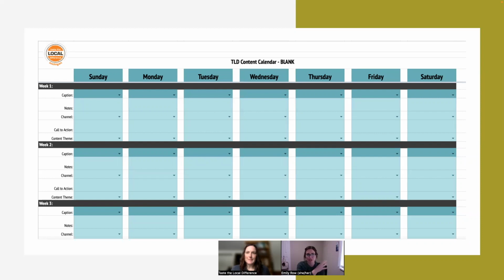And just a space where you can have everything in one section, as opposed to having a document where you're just storing information and it's just going on and on. So I love how you can choose what channel, especially if you're posting to Facebook and Instagram and possibly TikTok, you can choose those, and establish the purpose of each post.